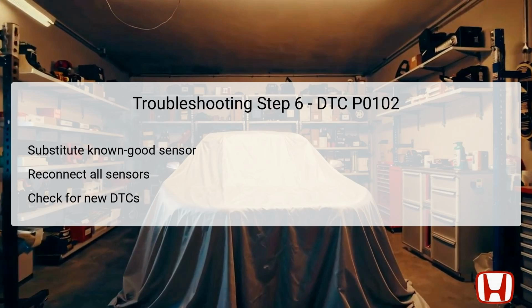The final step in the troubleshooting process involves substituting a known good MAF IAT sensor into the system. Reconnect all previously disconnected connectors once the substitution has been made to ensure an accurate assessment can be performed. With everything back in place, turn the ignition to the on mode and clear any stored DTCs using the HDS. Following this, start the engine and allow it to reach an idle state.